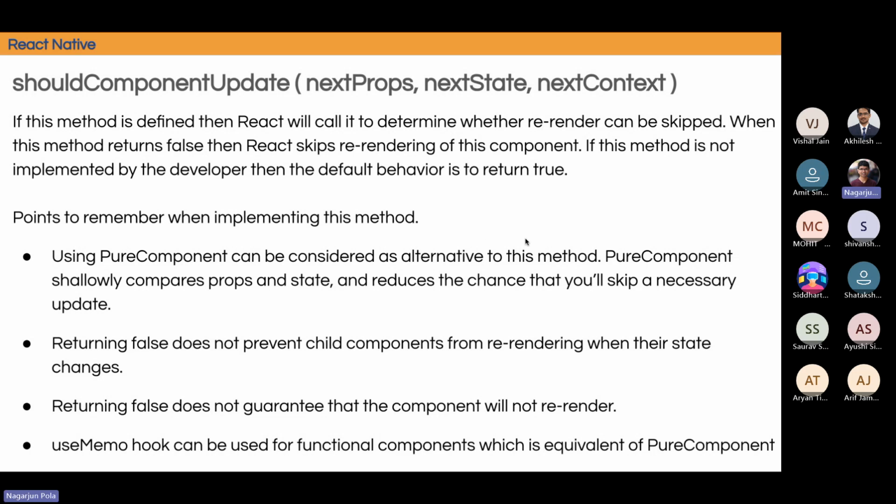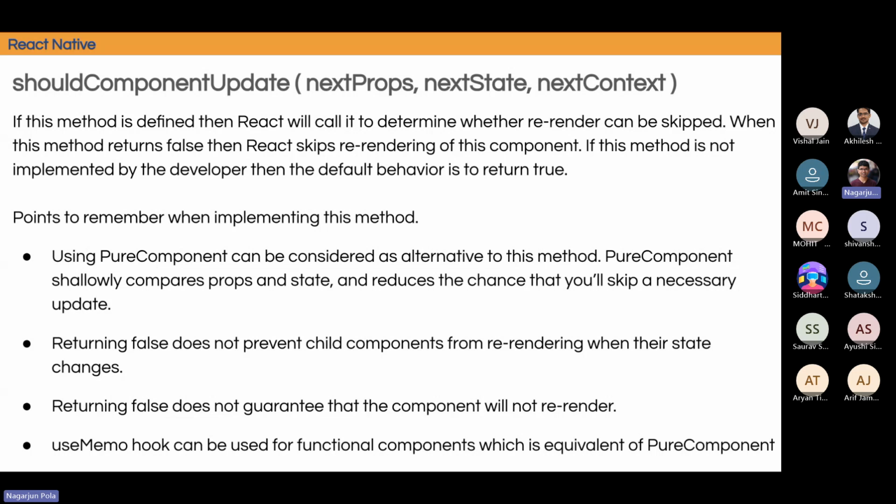And there are some important things we should remember when we are implementing this method. One is, if at all just simple props and state comparison is required, then we could use PureComponent in React instead of implementing this method. So what PureComponent does is, by default, it implements this method and it compares the present state with the next state. It does a shallow comparison of the states. And if at all the states are the same, it will return false so that it will skip the render. If the states are different, it will return true. So if you just want to do comparison of props and states, it is advised not to implement this method. Instead, use PureComponents in React.